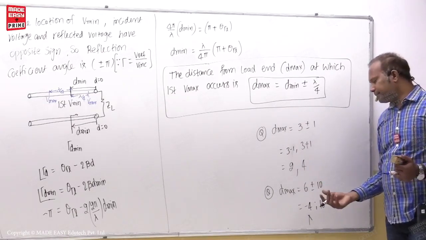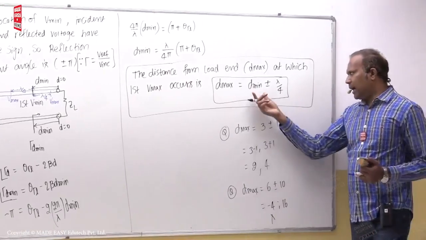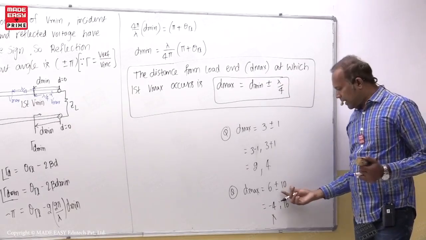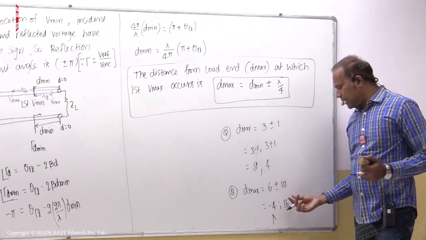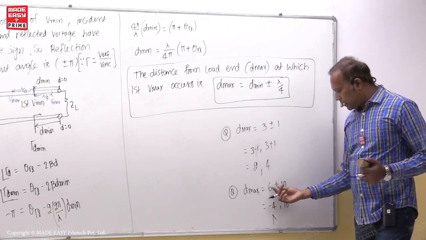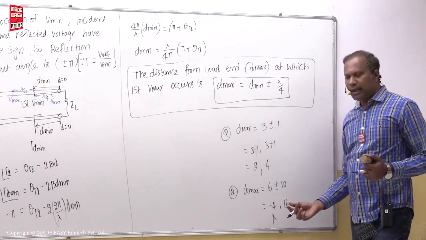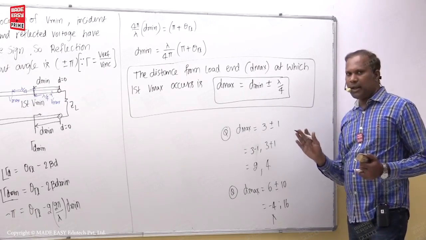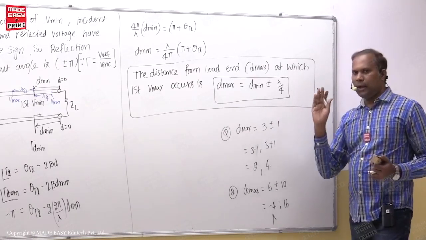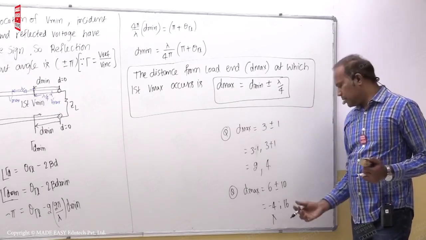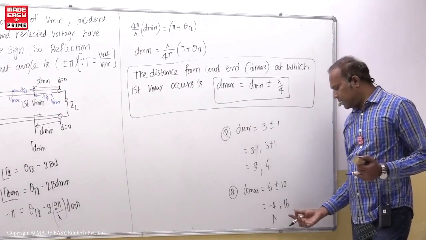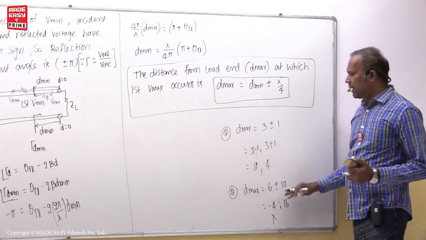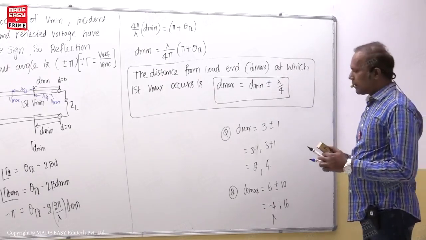Then in the second question I calculated d minimum and got 6, then lambda by 4 value is 10, then 6 plus 10 is 16. 6 minus 10 is minus 4, but a transmission line cannot have negative length, because the transmission line length at the load is d0, so you will have a positive length. So this doesn't exist. So the first voltage maximum occurs at 16 meters from the load, so that is the way you take it here, dear students.